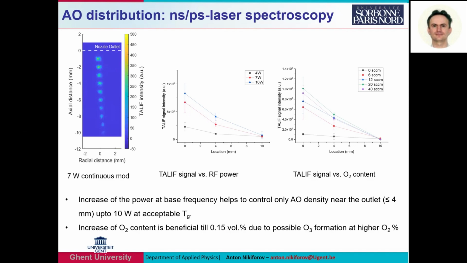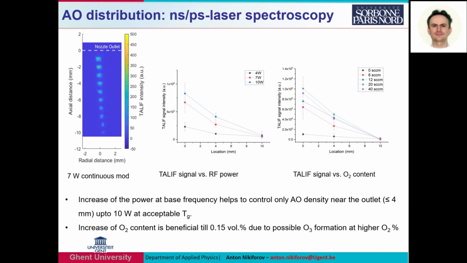Here is an example of what is happening when we start to play with power. So when we increase power, obviously, atomic oxygen density goes up. Here, as you can see, the signal is not yet calibrated. So the signal here is in arbitrary units. We are working on the calibration process for this experiment. And it still gives an idea about what is happening when we increase the power.